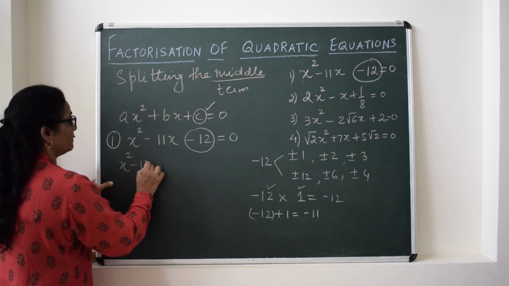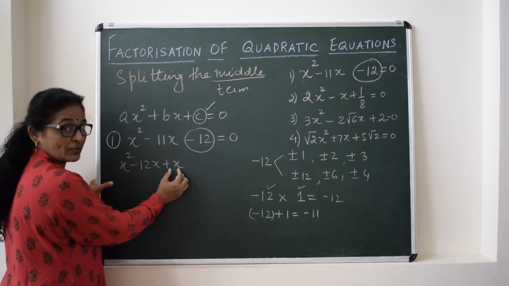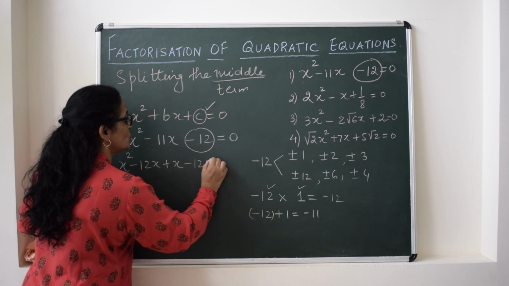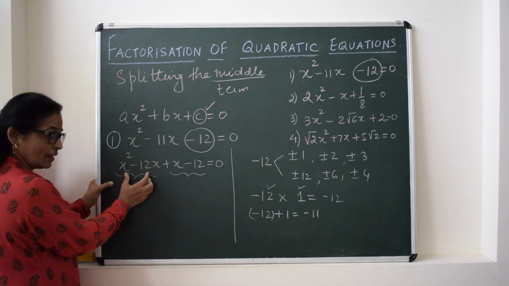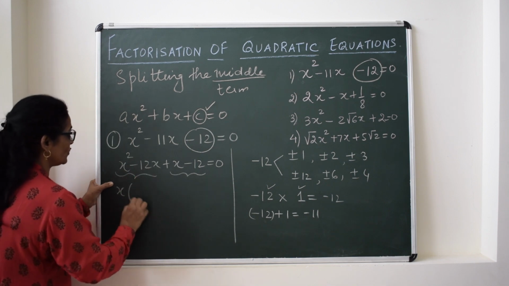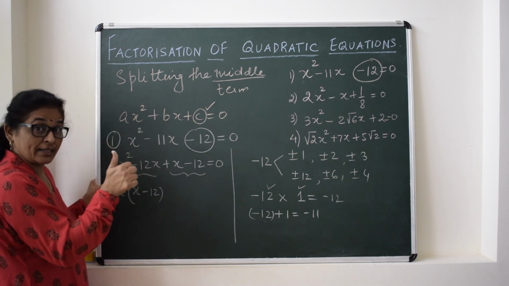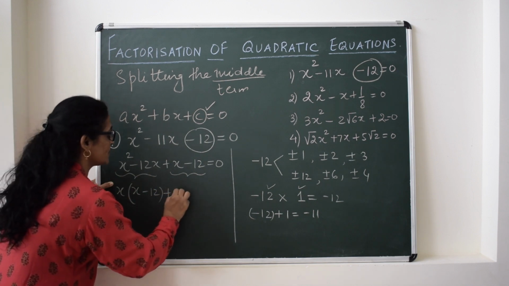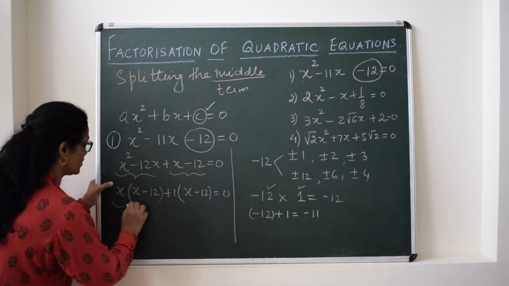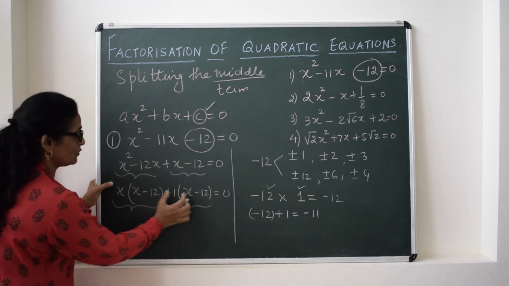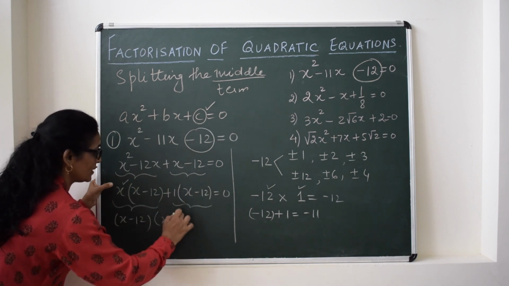So x square minus 12x plus x, because minus 12 plus 1. 1x we can write as x, and minus 12 is equal to 0. Now from these two we will choose a common factor, that is x. So left out is x minus 12. From these two nothing is common but we can take it as 1. So plus 1 is common, so this will be as it is. Now from these two terms, what is common? x minus 12 and left out is x plus 1.